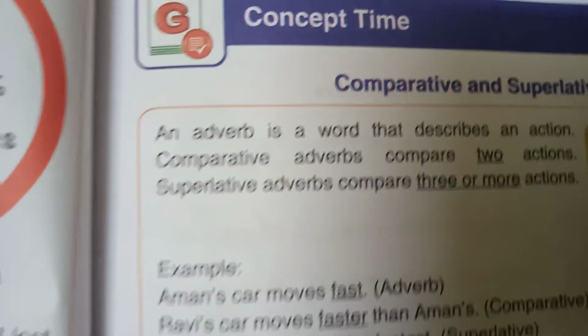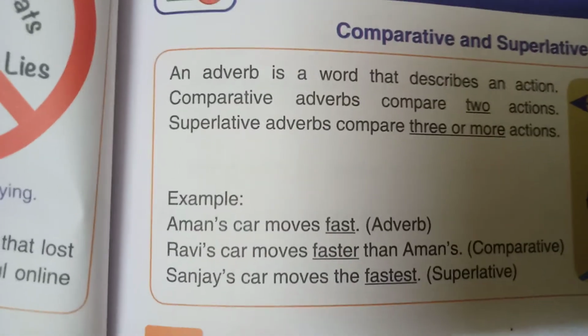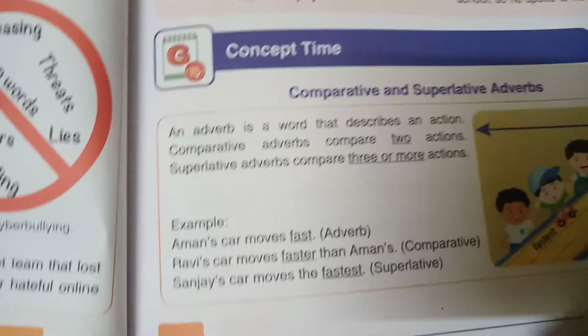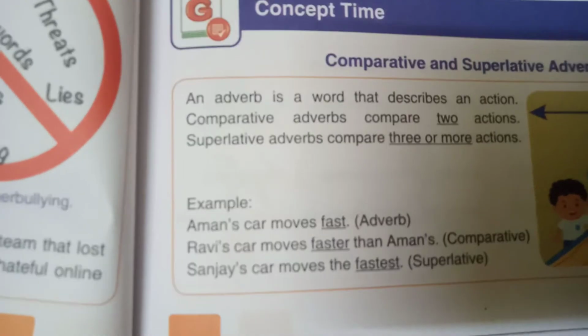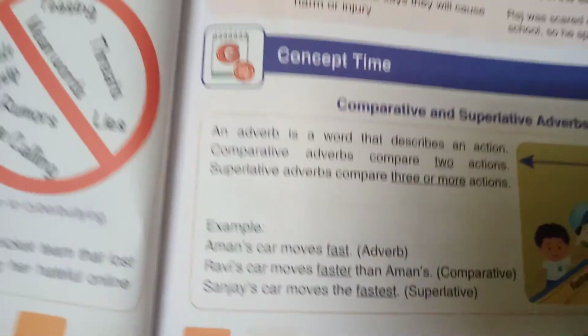So that is superlative degree. When you are comparing the action of two people, that is comparative degree. And when you are comparing three or more actions and you are telling which is the best or which is the worst, that is called superlative degree. Here some examples are given.